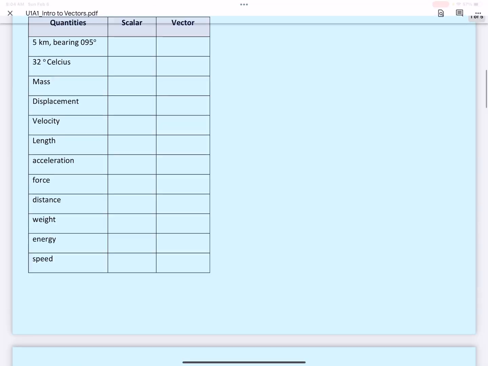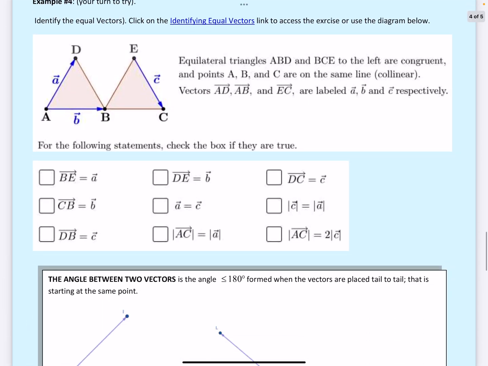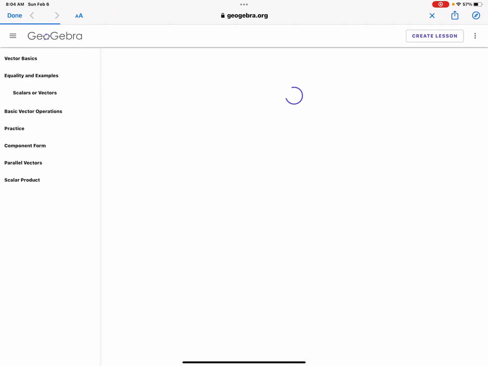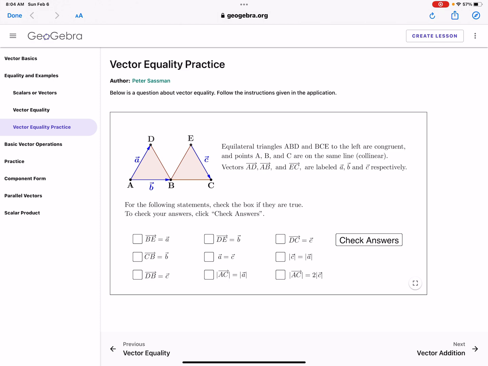So let's take a look again and take things from there. Another amazing activity by Mr. Peter Sassman. Here we go. So we're going to look at BE and A. So are these two vectors the same? Again, read the vector from the tail, B, to the head, E. So BE is equal to A because they're parallel. So we'll put a check mark here.